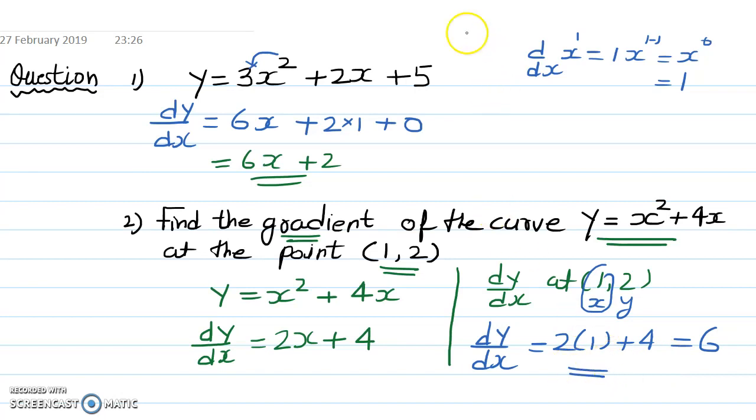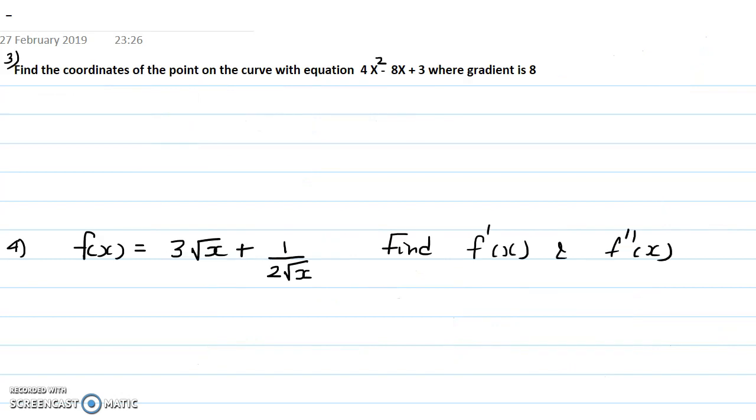All right, so let's go for another question. Here it is given, find the coordinates of the point on the curve y is equal to 4x squared minus 8x plus 3. So our equation is given, so let's write down y equal to 4x squared minus 8x plus 3. We don't know the gradient, so we are going to calculate the gradient.